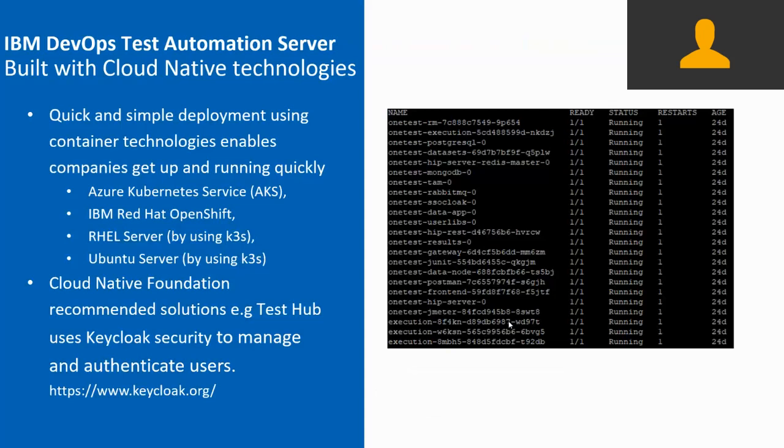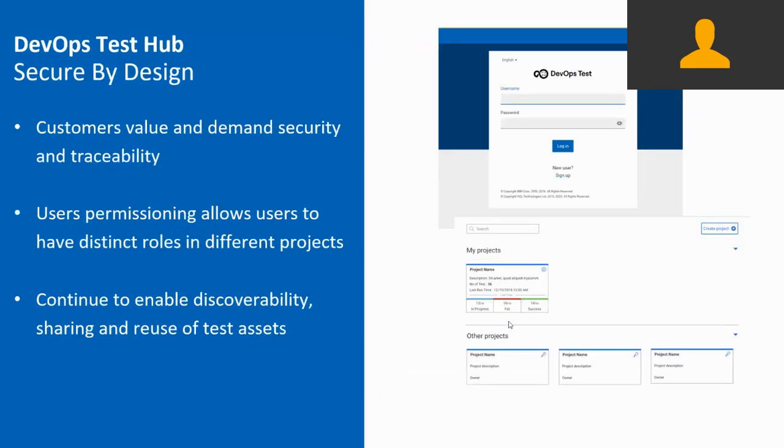That is a very strong security infrastructure to manage the users and authenticate users, because our DevOps Test Hub is secure by design. To be able to access the Test Hub, you have to log in. And then when you are in, you have user permissioning. So depending on what role you have on a project, you will see different things. You will be able to change or not, run or not, just look or make some modification.